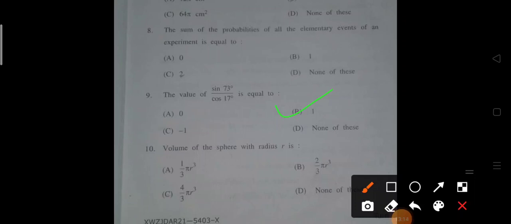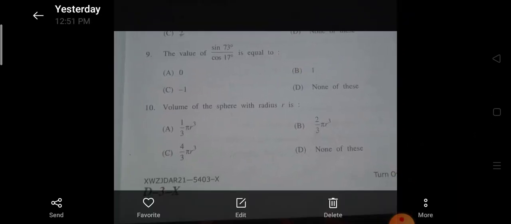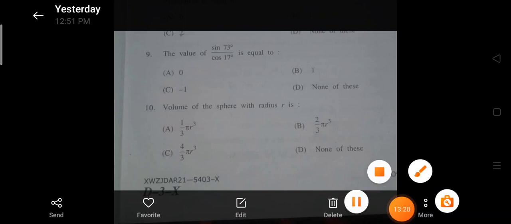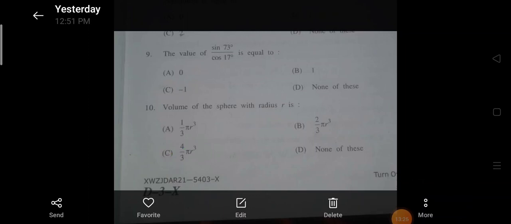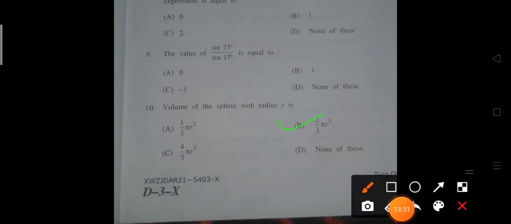Coming to the last question, I guess, volume of the sphere. This is again very simple. Volume of a sphere with radius r is 4 by 3 pi r cube. As far as the others are concerned, this is your area, this is your volume of a hemisphere. So this is not going to be the answer. This is nothing, and it cannot be none of these because the answer is 4 by 3 pi r cube.